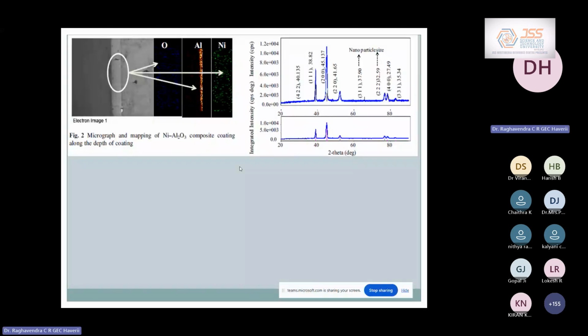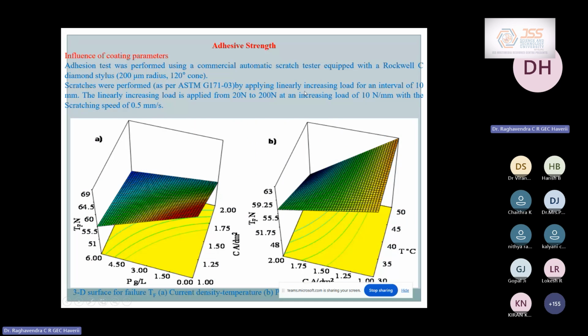After the coating, we always go for the mapping to analyze whether the coating material has good adhesion with that material. So here is one mapping. The oxides are highlighted in blue color, the aluminum is found in red and orange colors, and we have nickel of the coating. This has also been found with the XRD results shown here. This is one adhesive strength that we have discussed.